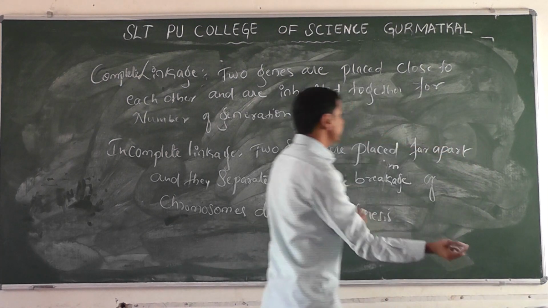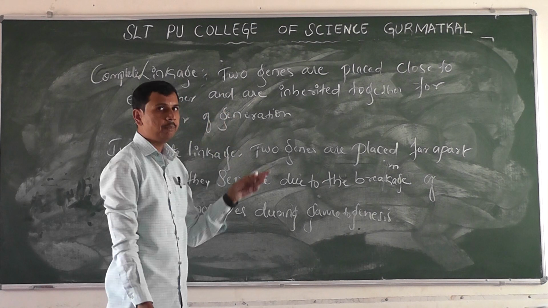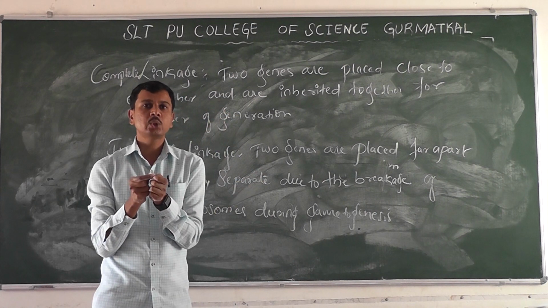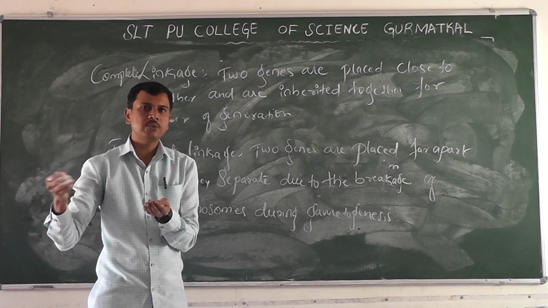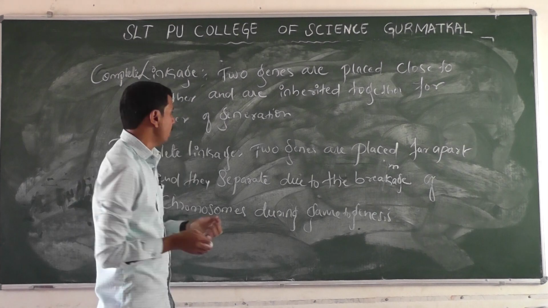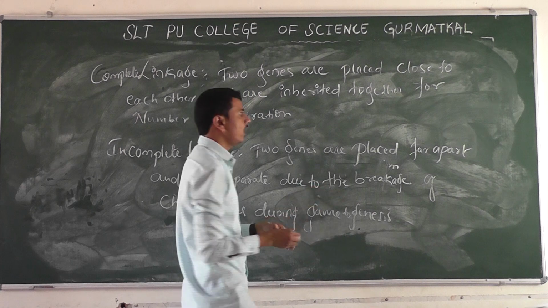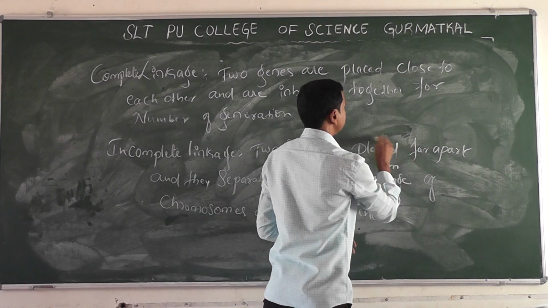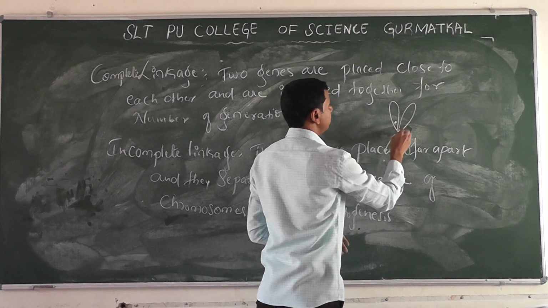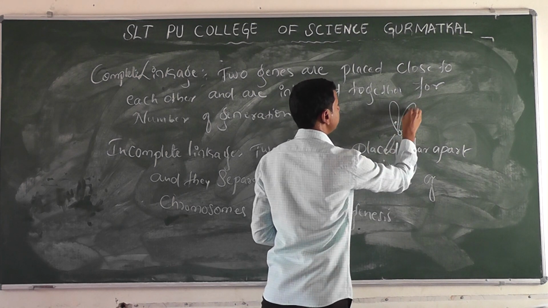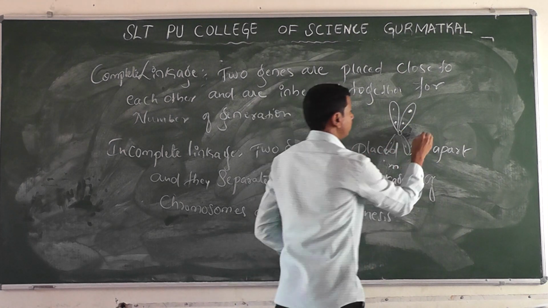Okay. In the previous case, in the complete linkage, if the genes are close to one another, there is more chance that they will continuously transfer from one generation to another generation. But in this case, the genes are situated far apart from one another. You can see here, one gene is here and another gene is here. So what will happen after the crossing over?